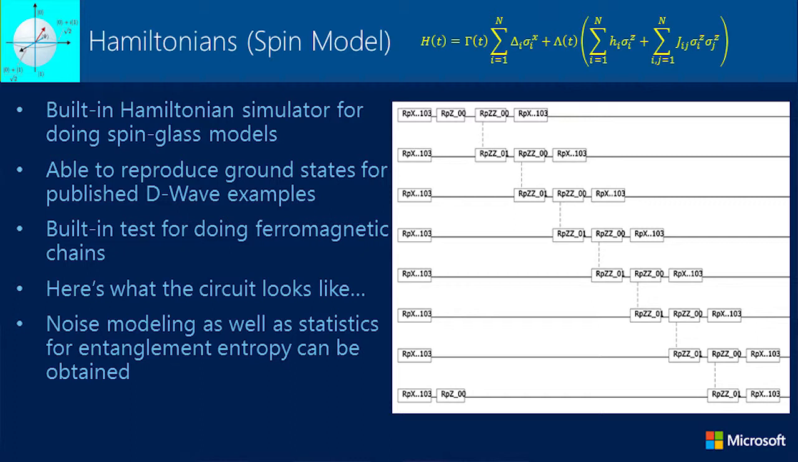This is called the spin glass model. This lets you do machine learning. This lets you do optimization problems. It's an interesting way to encode all of this. We can reproduce all the published results. I show what circuitry looks like for doing a simple chain.